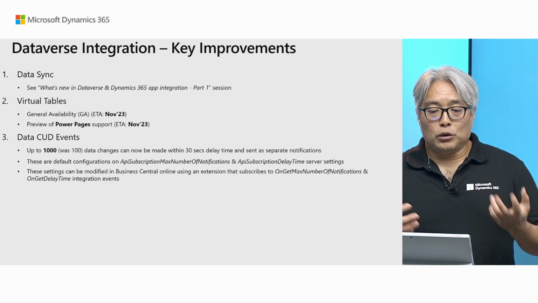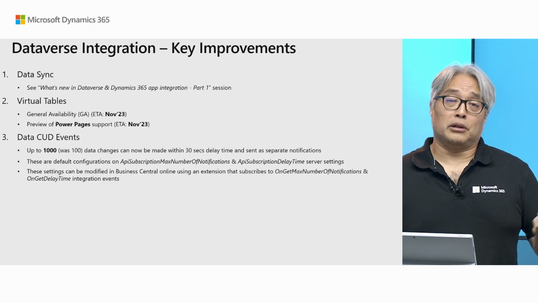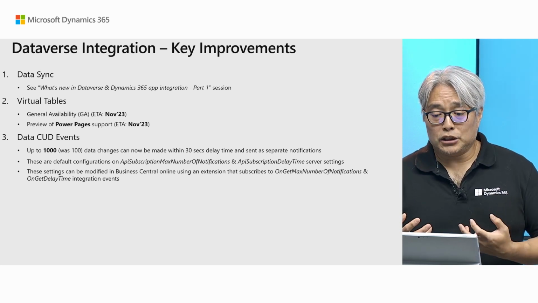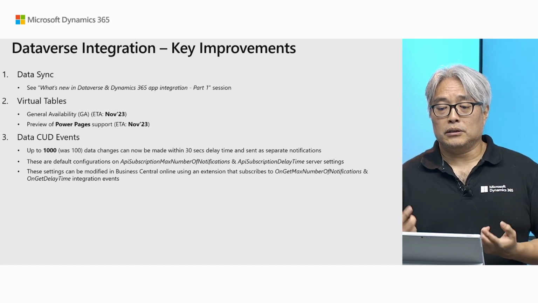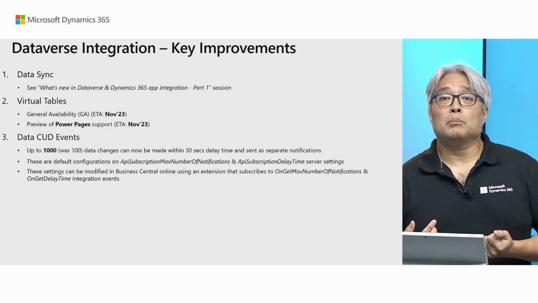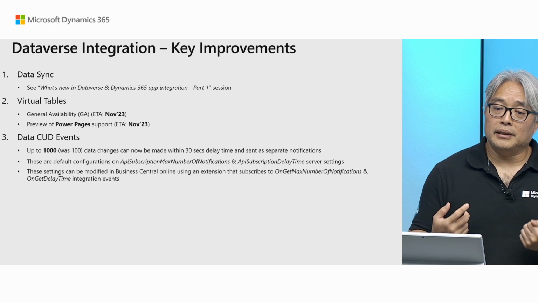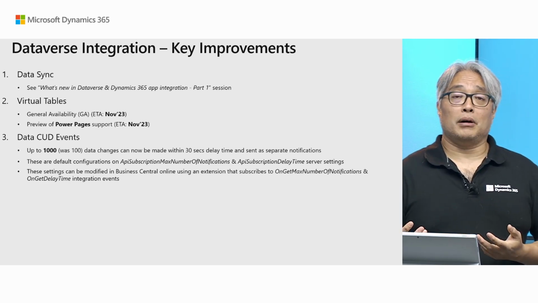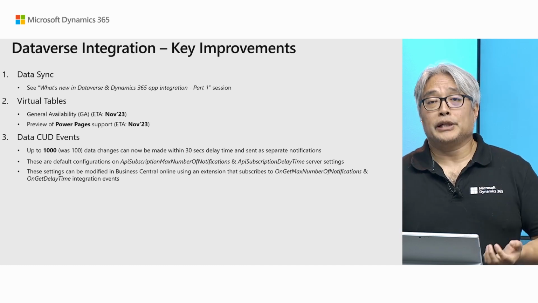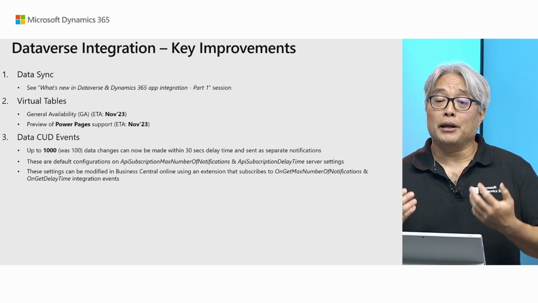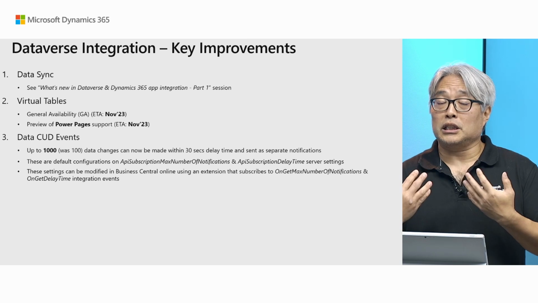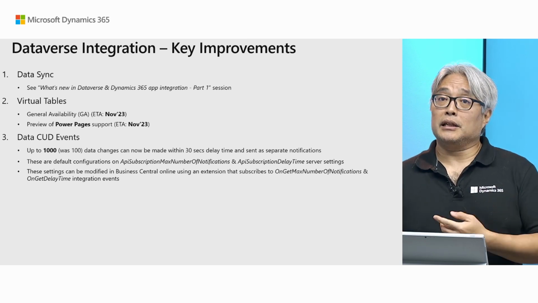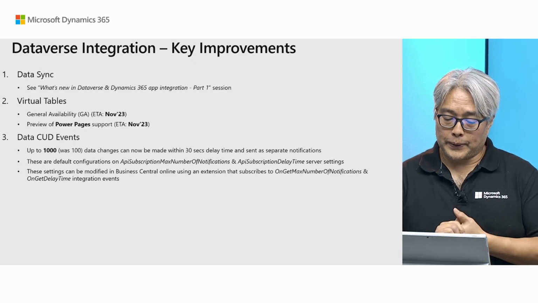So if you want to increase the number of notifications or reduce the delay time, you can use your extension to subscribe or listen to the on get maximum number of notification and on get delay time events. This event is triggered when the base app of Business Central tries to read those server settings. When that happens, your extension can intercept and override that value, the default value of 30 seconds, into any value you want. All right?